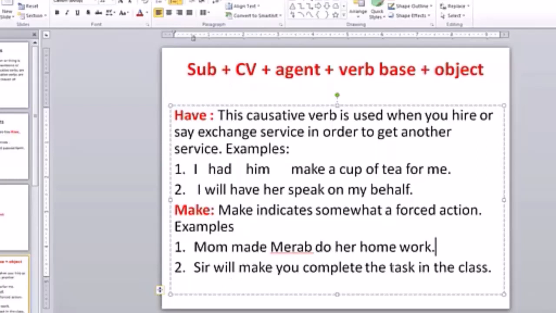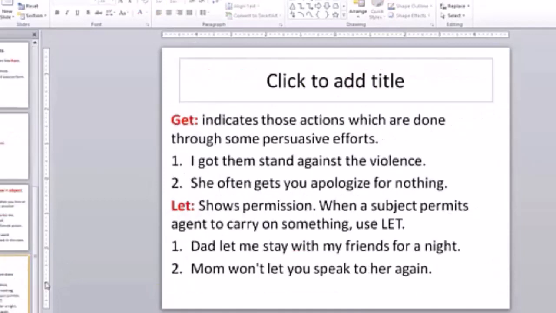Sir will make you complete the task in the class. Now, if you haven't completed your task, sir will make you do it in the classroom. You may not be willing to do it, but he will make you do it. So I hope you understand the difference between make and have. Both are causative verbs, but we use have when we hire someone to do something for us, and we use make when we force someone to do something for us. Now let's study a few more examples.